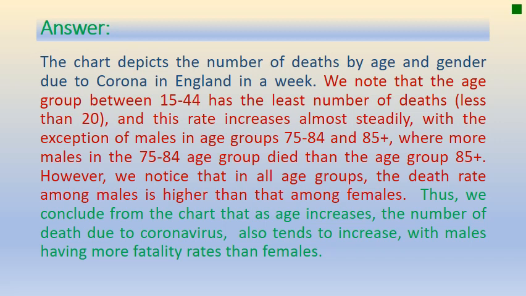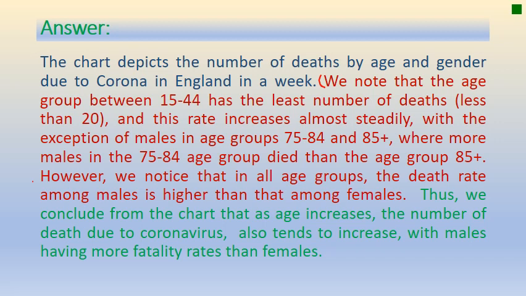Now, this is how we answer it. First of all, the chart depicts the number of deaths by age and gender due to corona in England in a week. In the analysis, we note that the age group between 15 to 44 has the least number of deaths, less than 20, and this rate increases almost steadily with the exception of males in age groups 75 to 84 and 85 plus, where more males in the 75 to 84 group died than in the 85 plus group. However, we notice that in all age groups, the death rate among males is higher than that among females.